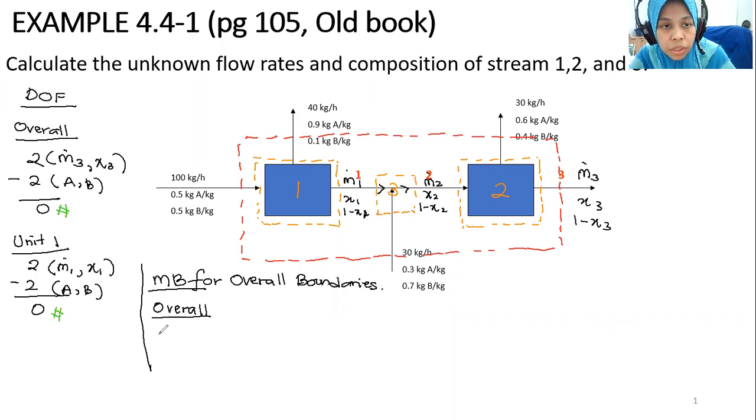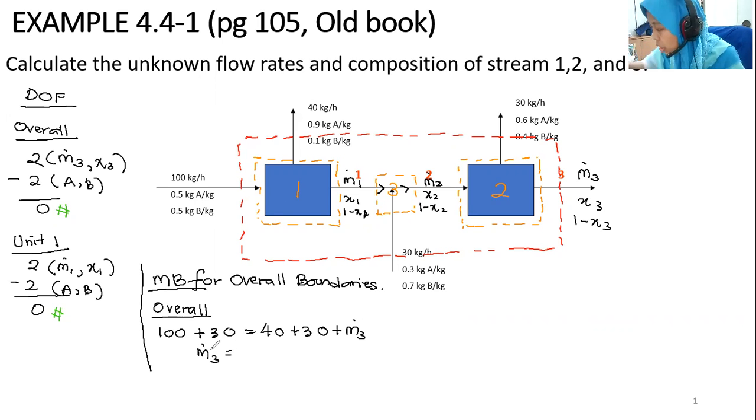So in, 100 plus 30, equals out, 40 plus 30 plus M3. So 40 here, 30 here, and you get your M3. So your M3 is equivalent to 130 minus 70, which is 60 kg per hour.